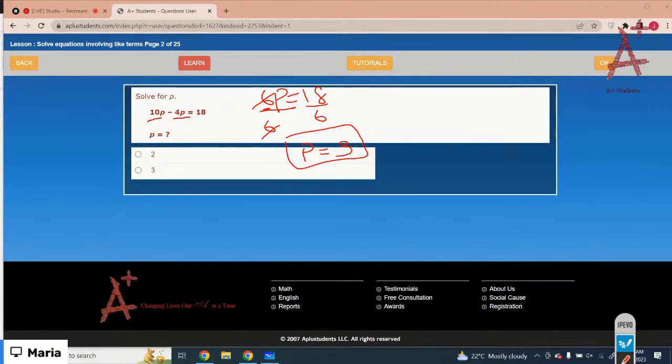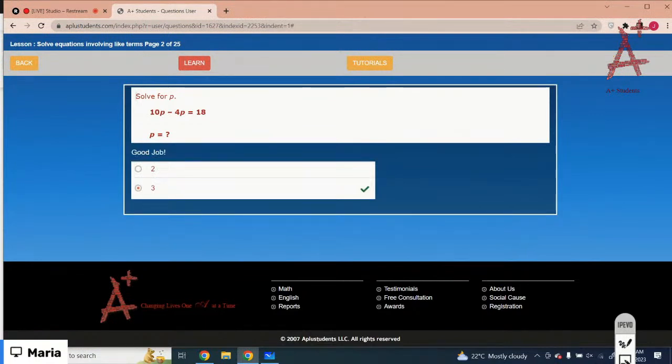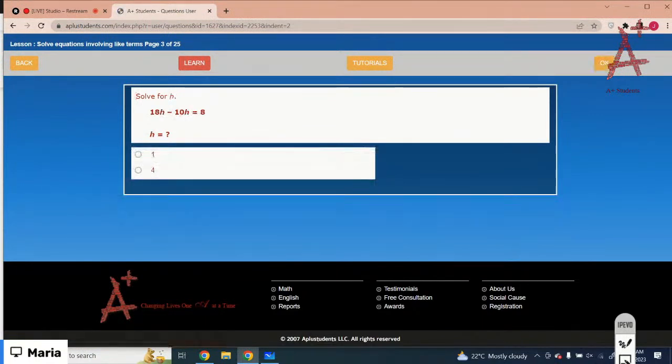So the correct option is 3. Got it? Okay, let's just do another example and the test questions. Okay, the next one is 18h minus 10h equals 8.